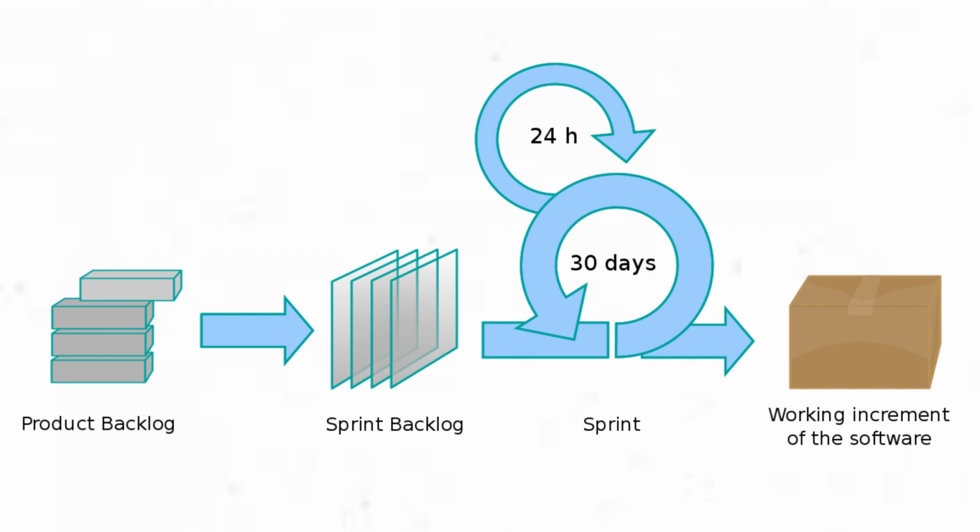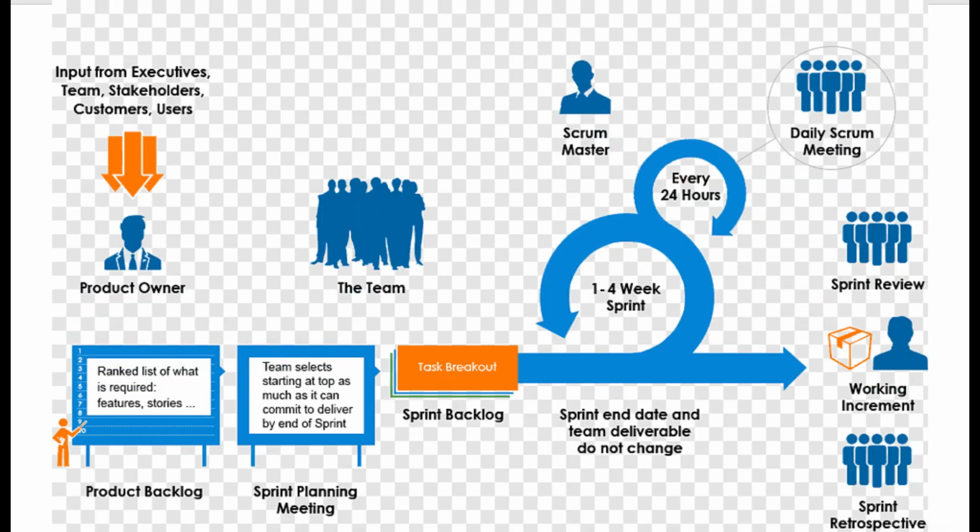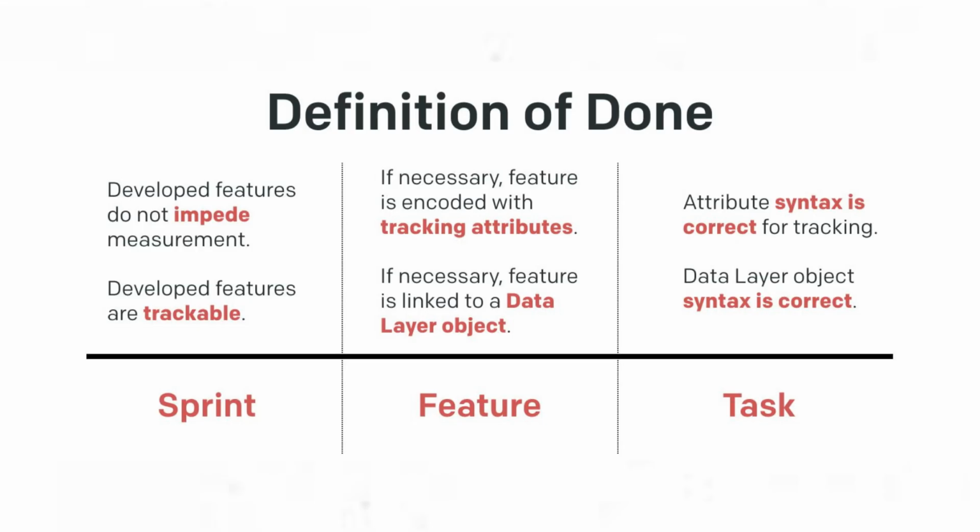Each increment must be usable and meet the Scrum team's definition of done, which is a shared understanding of what it means for work to be complete. The definition of done ensures that all increments are of high quality and ready for release. It includes criteria such as passing tests, meeting acceptance criteria, and being fully integrated with previous work.